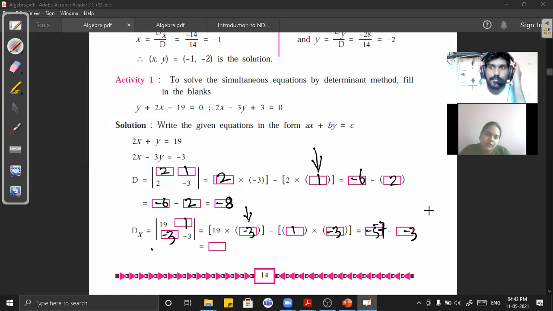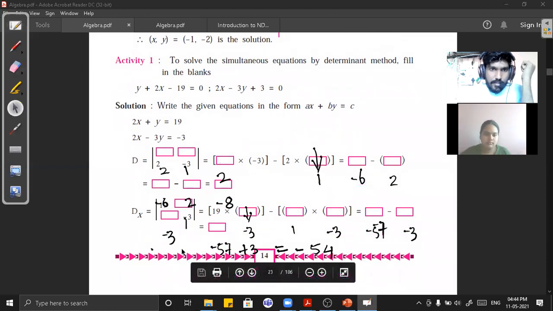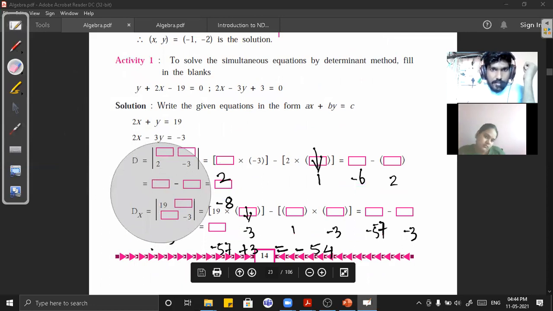How much will that be? Here they should have given 2 boxes. Yes, there should have been one more box here. So it would become like this, minus 57 plus 3. So that would become minus 54. Correct? Minus 54? Yes, correct. So let's see the next boxes. I'll erase this.